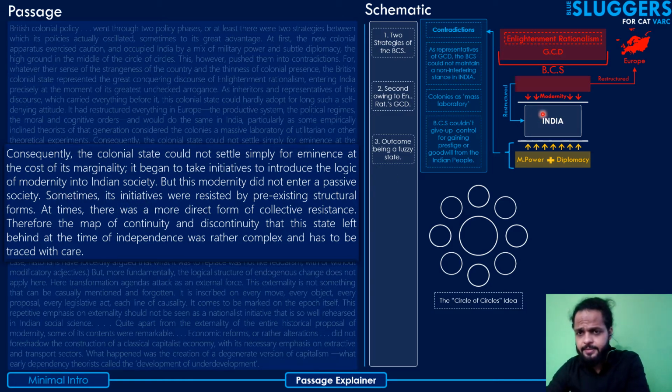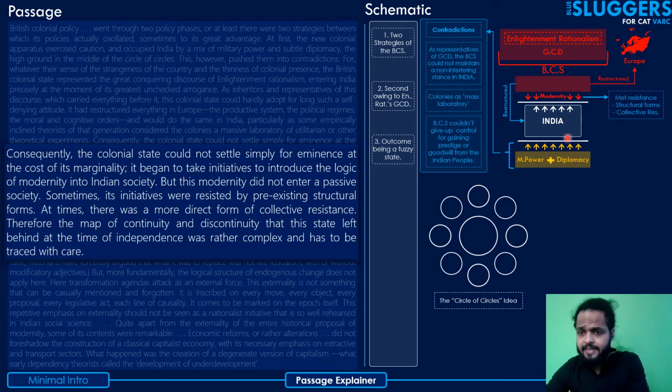Sometimes these initiatives were resisted by pre-existing cultural forms. And at times there was a more direct form of collective resistance. So basically, this imposition of the external logic of modernity was resisted in multiple forms. That's what the author has mentioned.